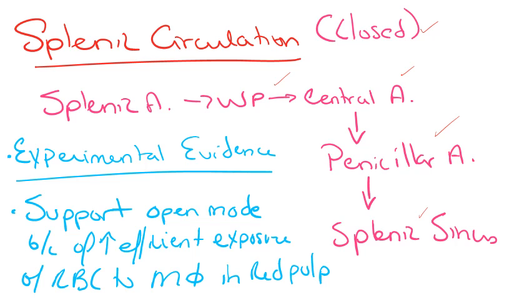Experimental evidence has supported the open mode because of the increased efficient exposure of red blood cells to macrophages in the red pulp, but there also is the closed mode, which is when we need to essentially shunt blood and move blood very quickly.